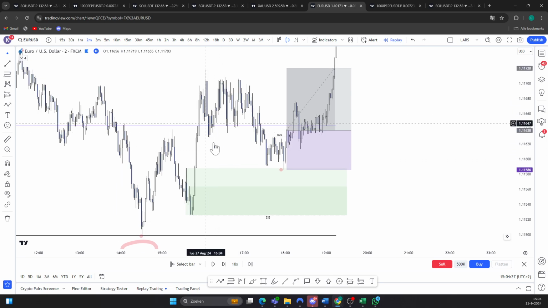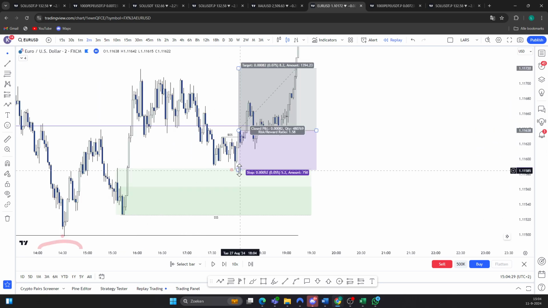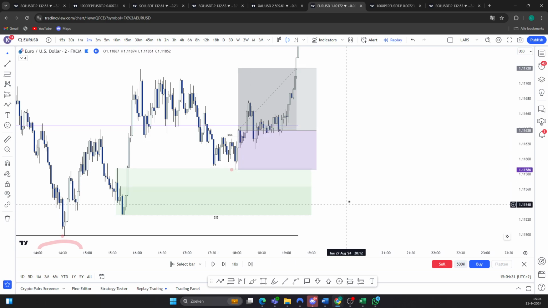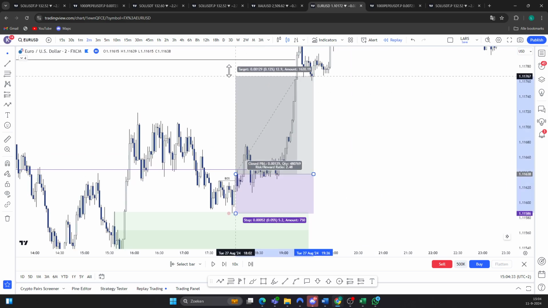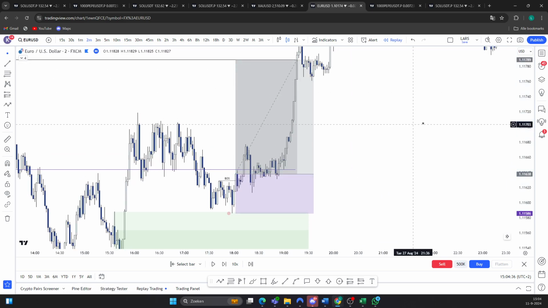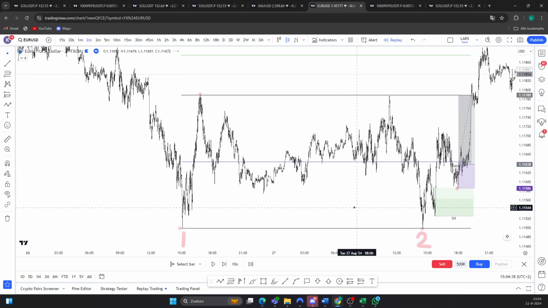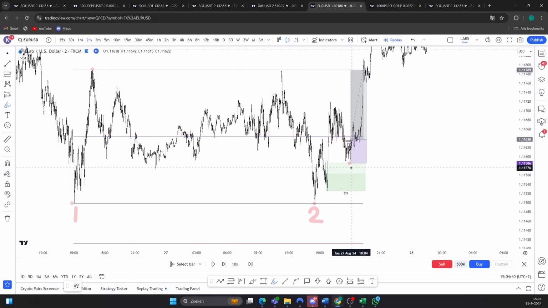And we need to wait for structure either way. And we broke structure right here. So we go long, we put our stop loss below our third tap low, and we target the range high. And this was a beautiful 2.9 risk to reward setup on a Model 2 accumulation.